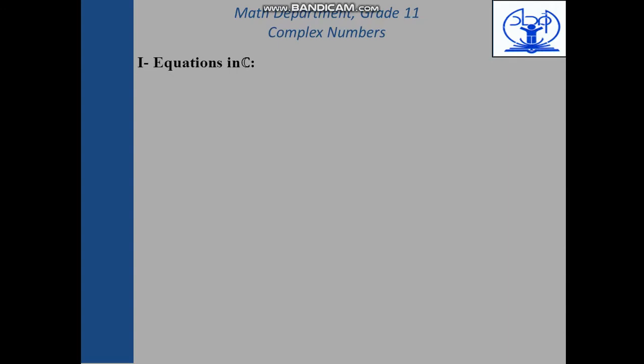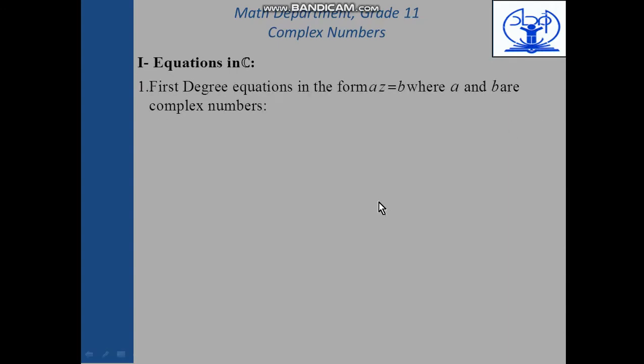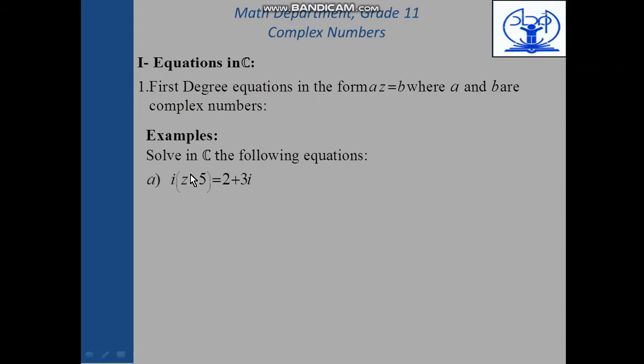Equations in C. First degree equations in the form az plus b equals c, where a and b are two complex numbers. Examples: solve in C the following equations. A. i(z minus 5) equals 2 plus 3i.